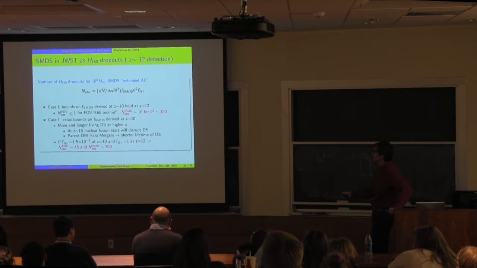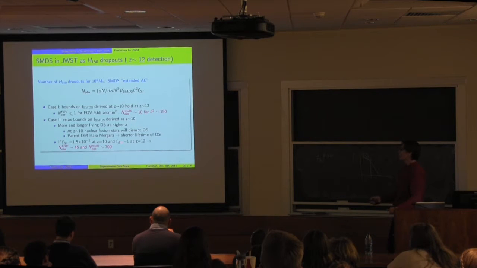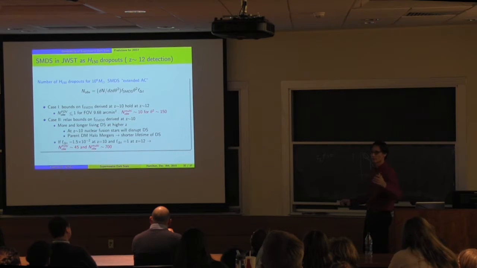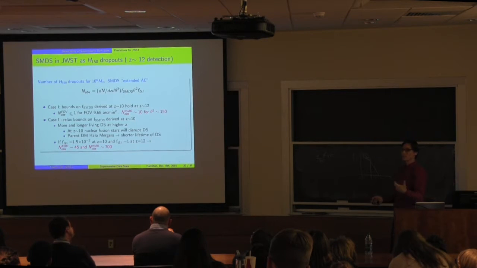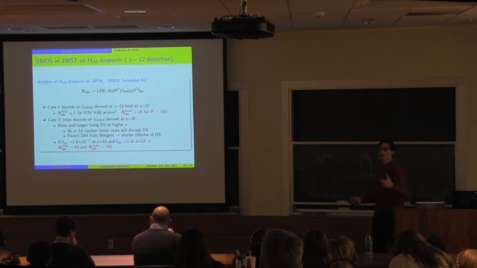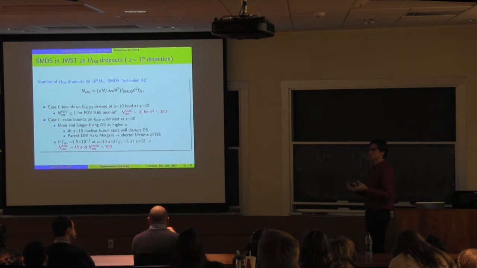star with extended AC. However, if you start to have a larger or multi-field survey with an angular scale of 150, then you're going to have about 10 detected. But just blindly assuming that the same bound can be extrapolated from redshift 10 to 12 is not natural. Why? Because it's more likely to have those objects form earlier, as shown before, and they won't survive until later because of processes such as mergers.